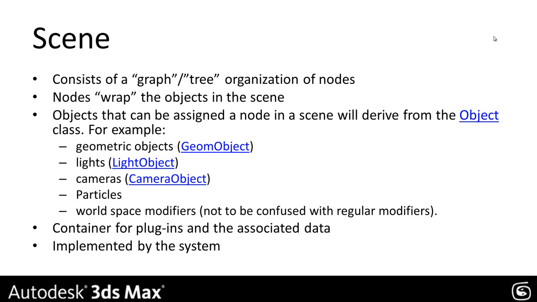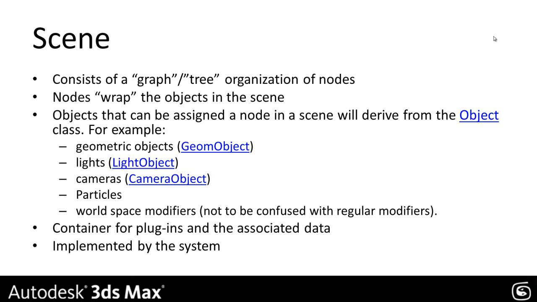Objects that can be assigned a node in the scene will derive from the object class. So ultimately, no matter what level they are in the hierarchy, they're going to ultimately derive from object. Here are some examples: geometric objects, lights, cameras, the particle system, world space modifiers. Because world space modifiers live at the scene level, whereas a regular modifier might be attached to an object.